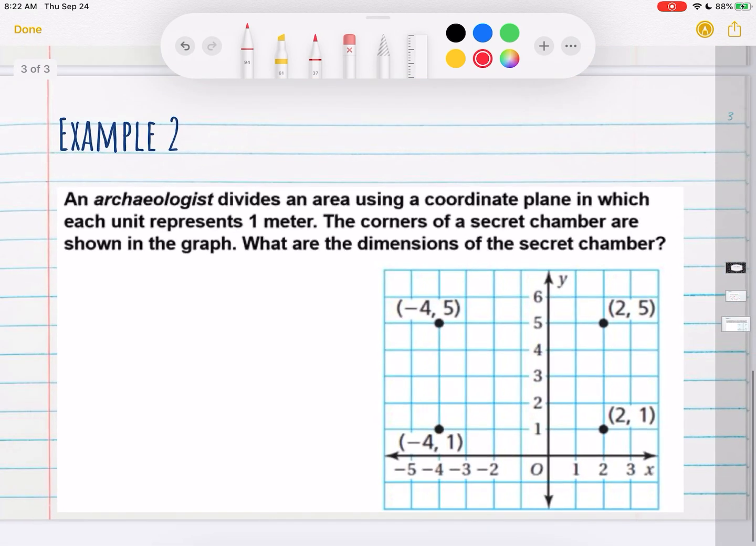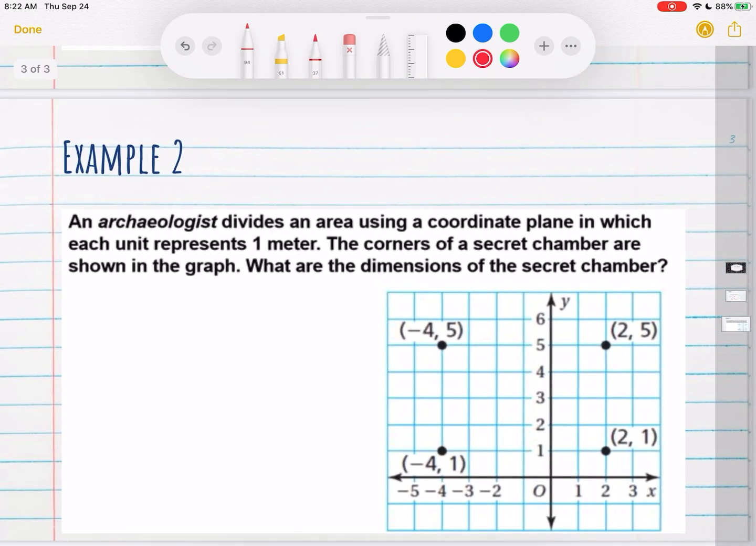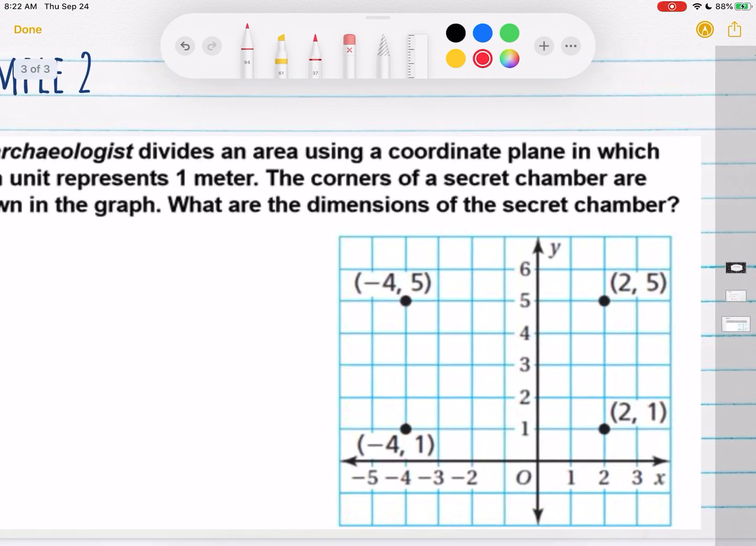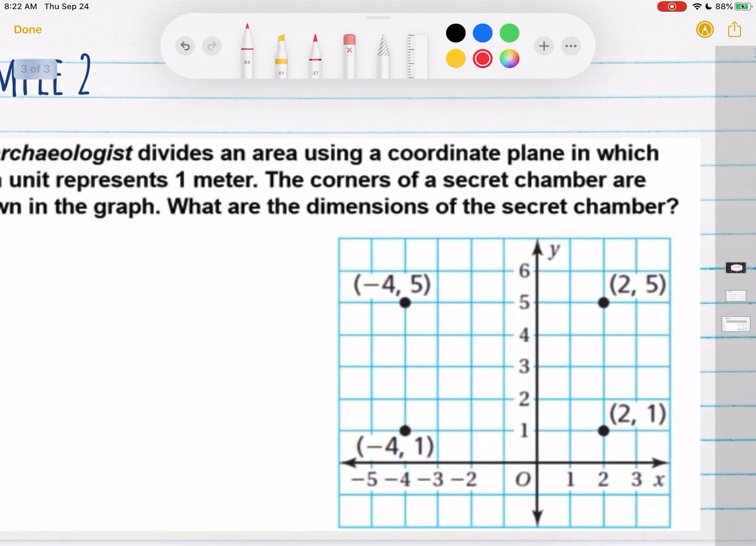Okay, let's do another example. An archaeologist divides an area using a coordinate plane in which each unit represents 1 meter. The corners of a secret chamber are shown in a graph. What are the dimensions of the secret chamber? So let's see, here's my secret chamber right here. Right, what are the dimensions of it?